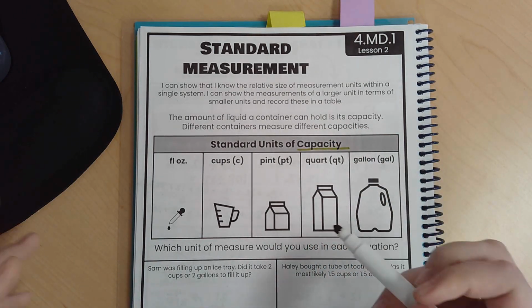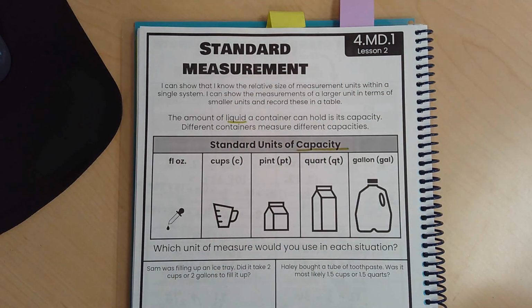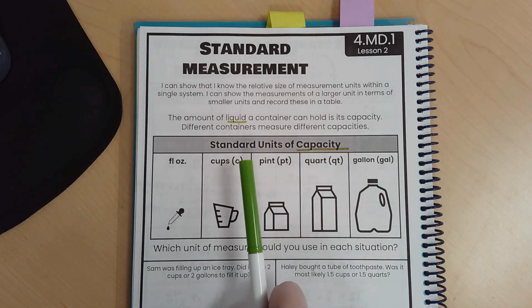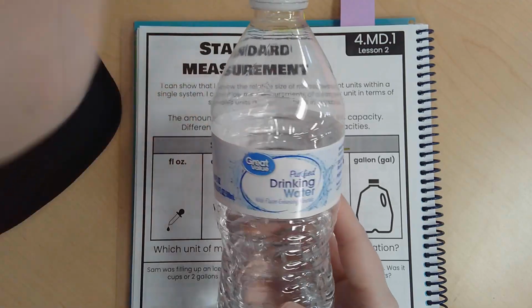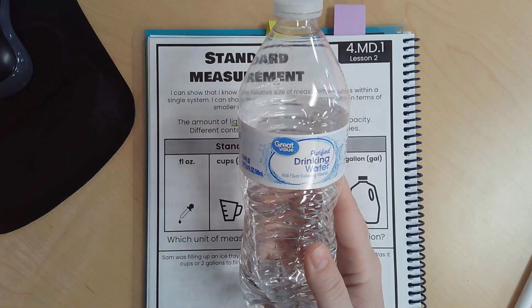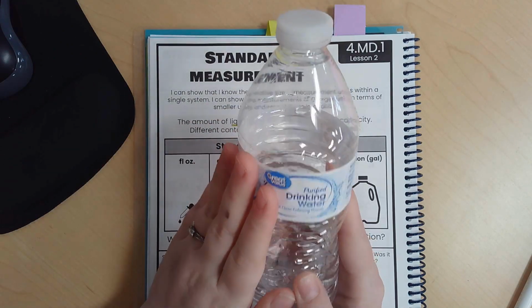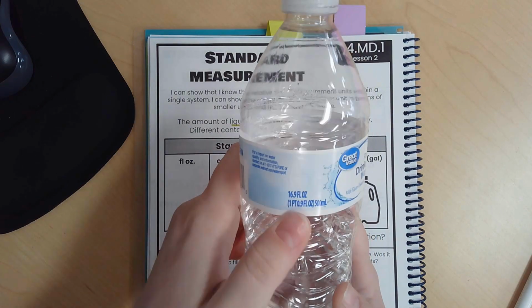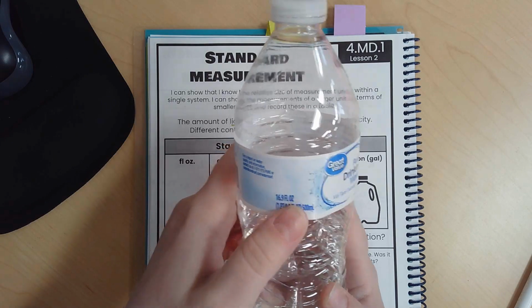Capacity is the amount of liquid a container can hold. If you have a water bottle like this, you can measure the length of this water bottle, right? You can measure how tall it is. But if you want to know how much liquid is inside the bottle, you would want to find the capacity. And if you look right here, it is 16.9. The FL is for fluid, and then the OZ is for ounces.